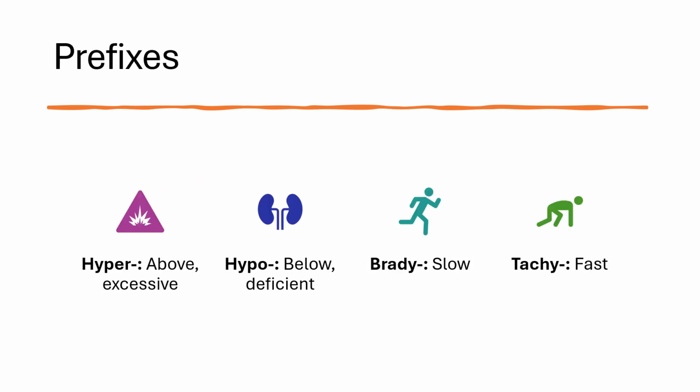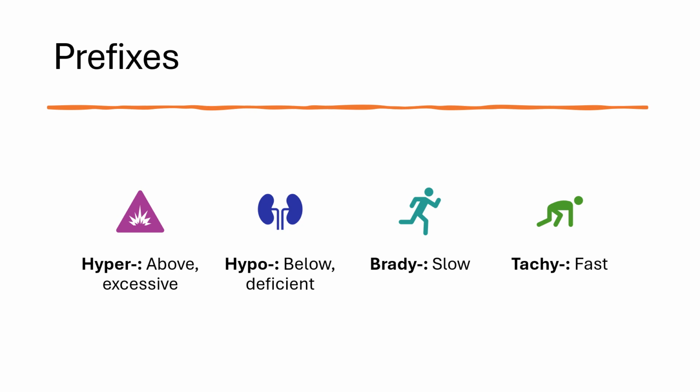All right, next up is the prefix. Now the prefix again is found at the beginning of the root word. So some examples here are hyper, which means above and excessive, which if we think in general terms of what we know hyper to mean, it means the same thing here. We have hypo, which means below or deficient. Another type of prefix is brady, which means slow, and tachy, which means fast.